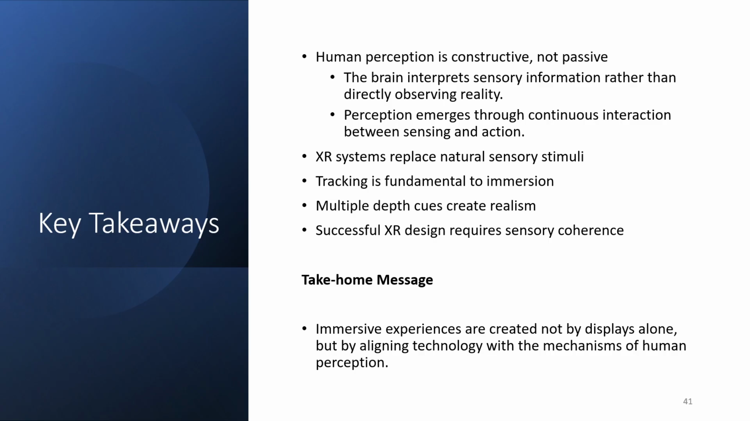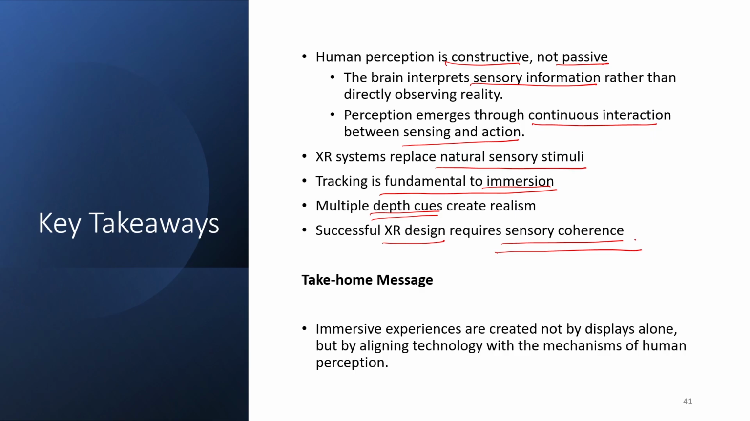To summarize today's lecture, human perception is constructive, it is not passive. That is, the brain interprets sensory information rather than directly observing reality. So, we are interpreting the sensory information that we are gathering from the world. Perception emerges through our continuous interaction with the world between sensing and action. XR systems attempt to replace natural sensory stimuli. Tracking is fundamental to creating immersion in XR systems. We may use multiple depth cues for visual realism, and we also learned that successful XR design requires coherence between the senses. We need to carry out multi-sensory integration.